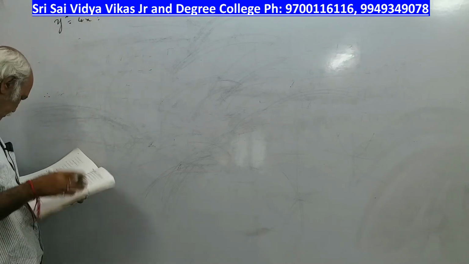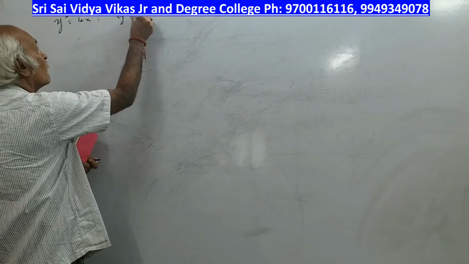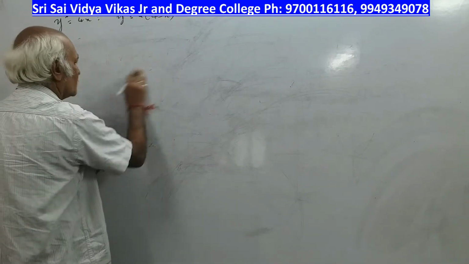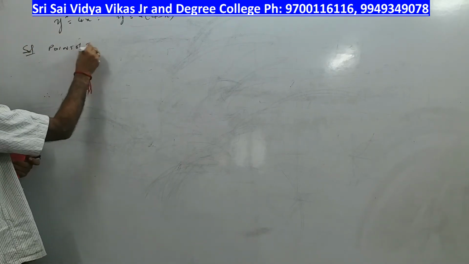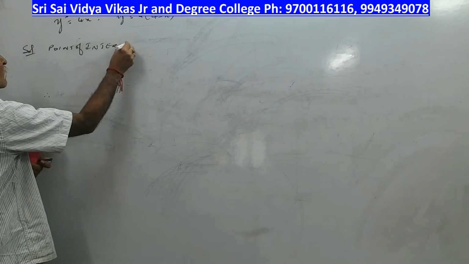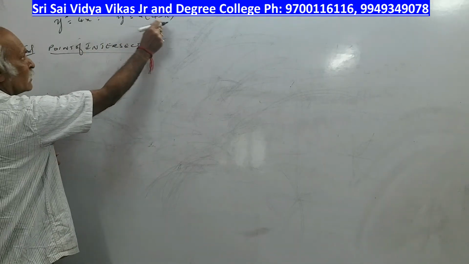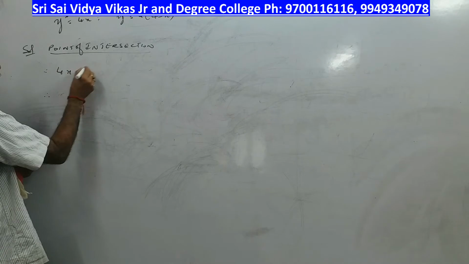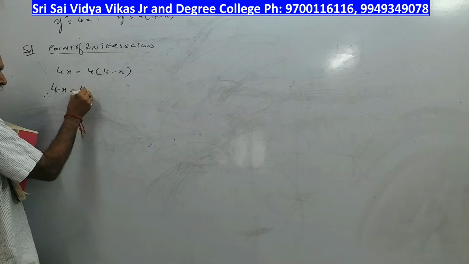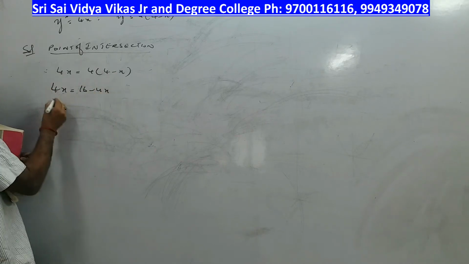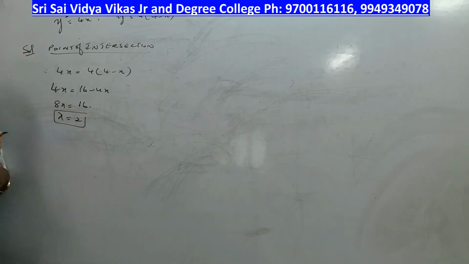Area enclosed between y square is equal to 4x minus x. Now, first, point of intersection. First we have to find the point of intersection. This is also y square, this is also y square. Therefore 4x is equal to 4 into 4 minus x. So 4x is equal to 16 minus 4x. Bring 4x this side. 8x is equal to 16. x is equal to 2. We got x is equal to 2.